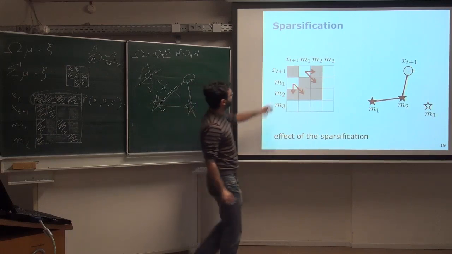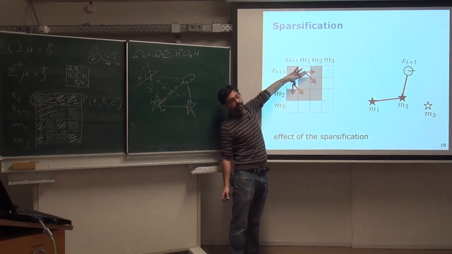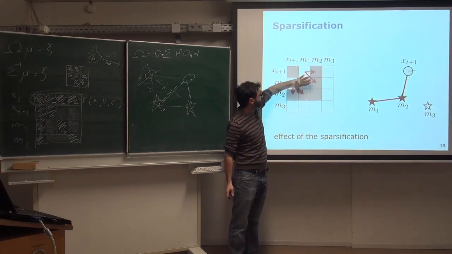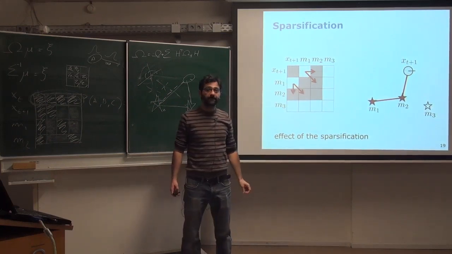And again, the effect is to move part of the information which was contained in these two off-diagonal elements of the matrix to the other two off-diagonal elements. Okay? Any questions so far?